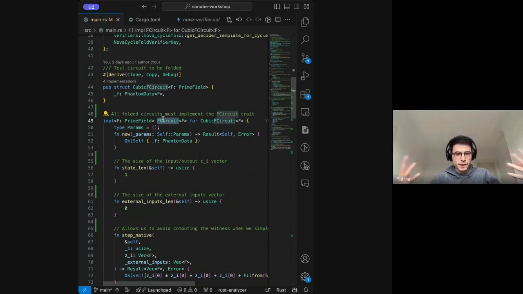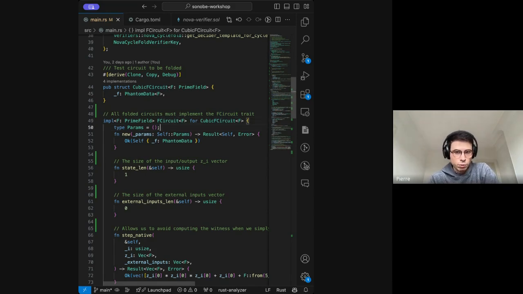When we talk about the augmented F circuit, it's basically all the bookkeeping that is going around your F circuit. So the augmented F circuit ensures, for instance, that the folding has been done correctly using the non-interactive folding scheme verifier. So when you implement your F function, you will need to implement the FCircuit trait for that. But you do not need to worry about the augmented F circuit. This is what we provide with Sonobe. We provide an already prepared augmented F circuit that will, in a way, wrap around your F circuit.